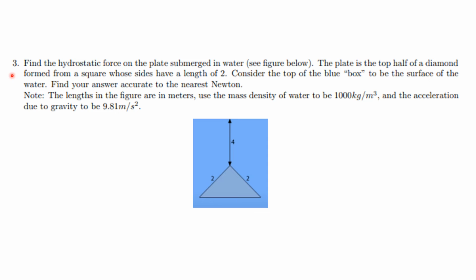And number 3, find the hydrostatic force on this plate submerged in water, and you can see the picture here. The plate is the top half of a diamond formed from a square whose sides have a length of 2. Consider the top of the blue box to be the surface of the water. Find your answer accurate to the nearest Newton. Note, the lengths in the figures are in meters. Use the mass density of water to be 1,000 kilograms per cubic meter, and the acceleration due to gravity is to be taken to be 9.81 meters per second squared.